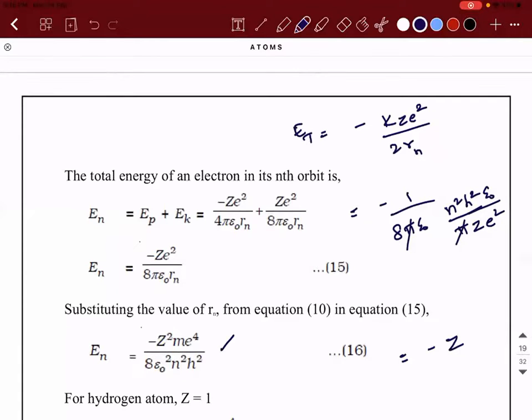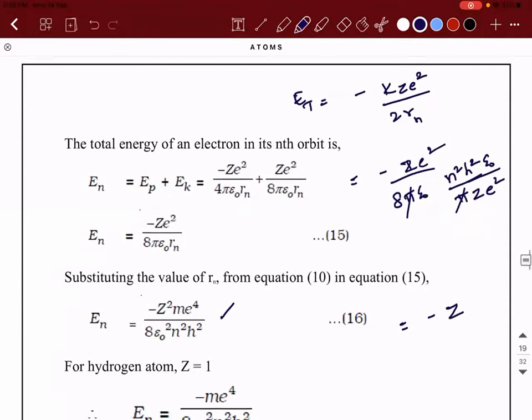So this is there. No, you have Z e square also in the numerator. So the Z e square from the denominator will go to the numerator. You will have minus Z square e power 4 divided by 8 times n square h square epsilon naught. So this is going to be the total energy of the electron that is present with it when it is present in the nth orbit.